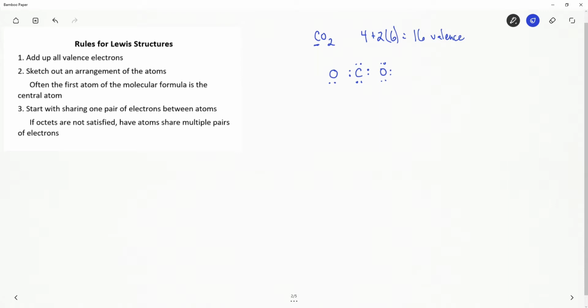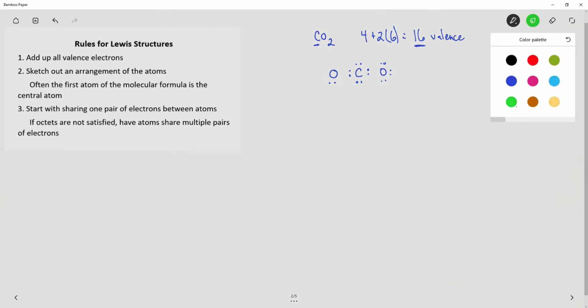Now, the temptation here is to just keep drawing your dots until everybody has 8, right? But the problem is these 2 pairs of electrons do not exist. We only have 16 valence electrons, so you cannot conjure up electrons out of thin air. So those pairs of electrons I am going to erase because they are not there. They do not exist.